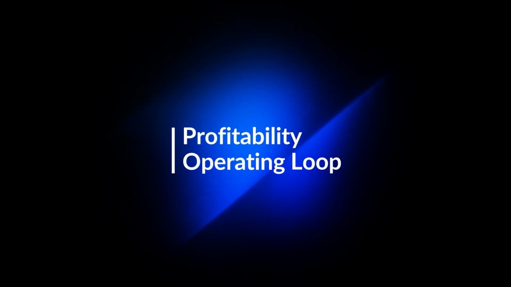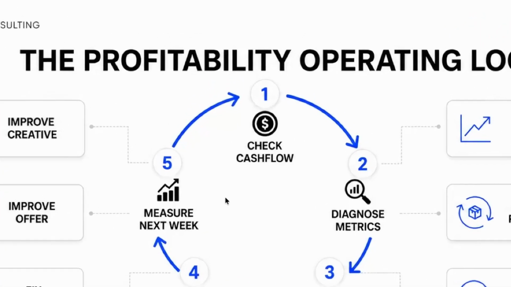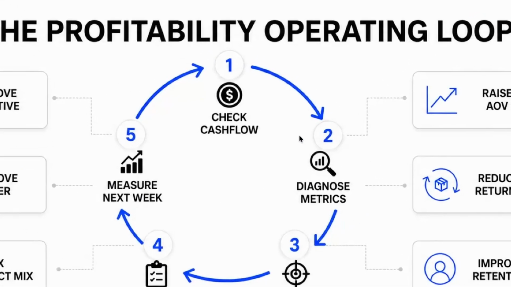Now that we have talked about all these things, the last piece is turning all of these numbers into a simple operating loop, so every week you know exactly what you have to fix. And I structured it in this video as the profitability operating loop. And so this is the loop I made based off this video. First of all, you check your current status quo, you check your cash flow, and then you diagnose the metrics based on the cash flow.